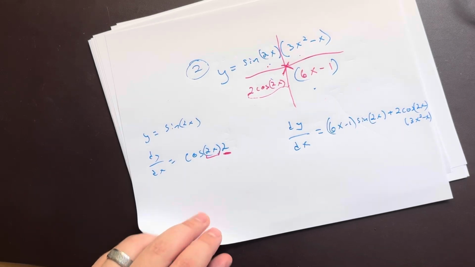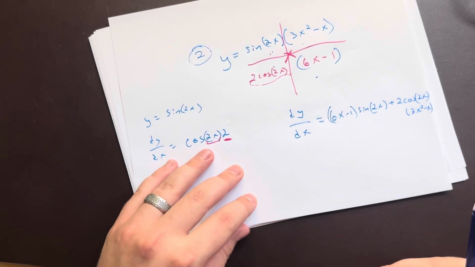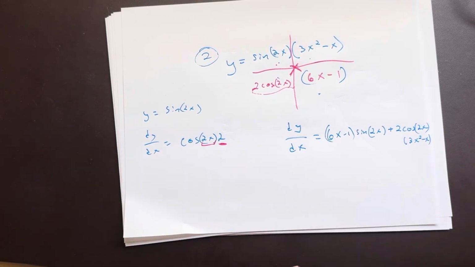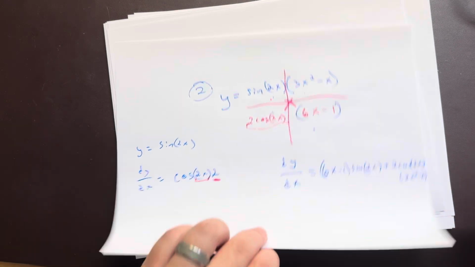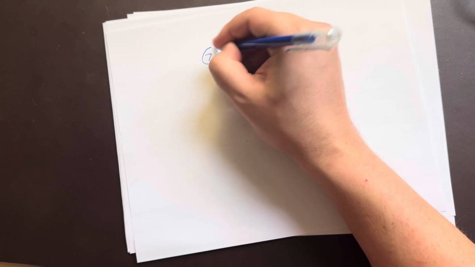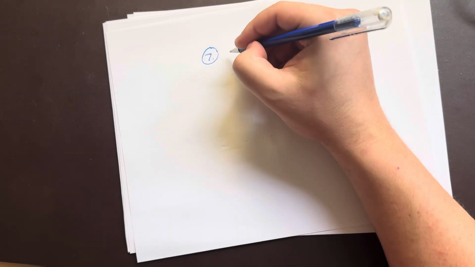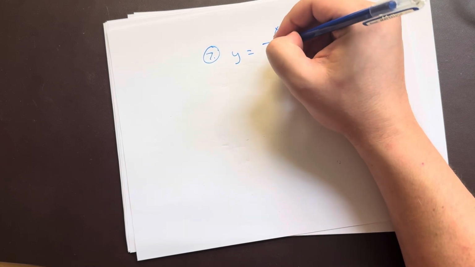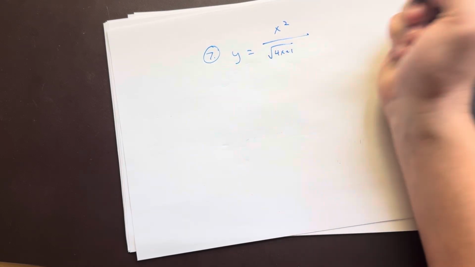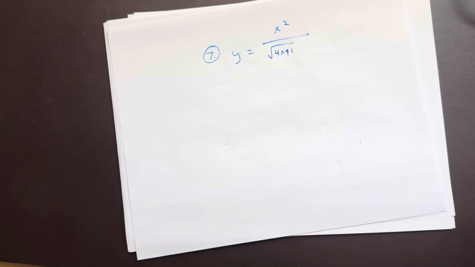Let's look at this. I want to embrace this same partitioning strategy, partitioning being the separating and organizing strategy. I want to impose that on a chain and quotient rule problem. So let's look at number 7 from the homework. y equals x squared over the square root of 4x plus 1. Got a big old fraction.